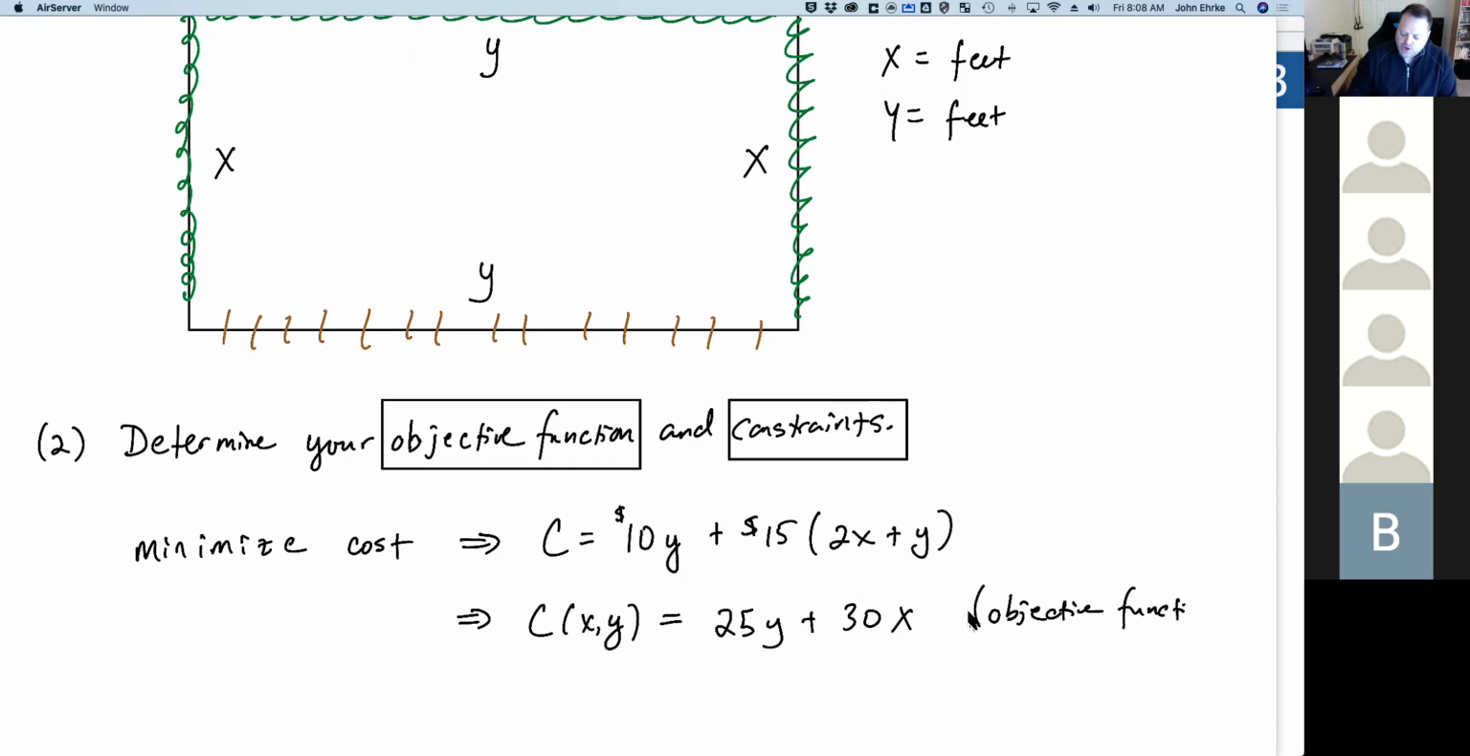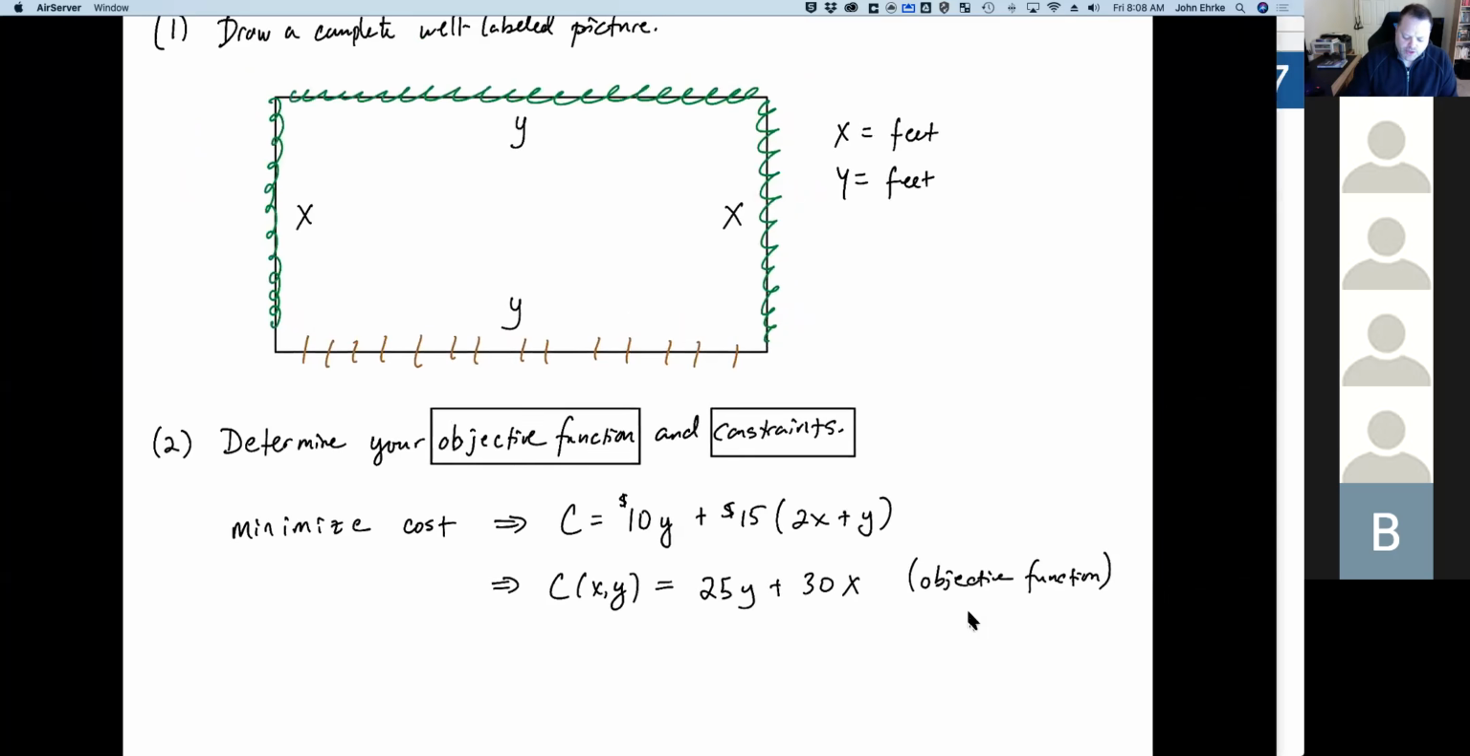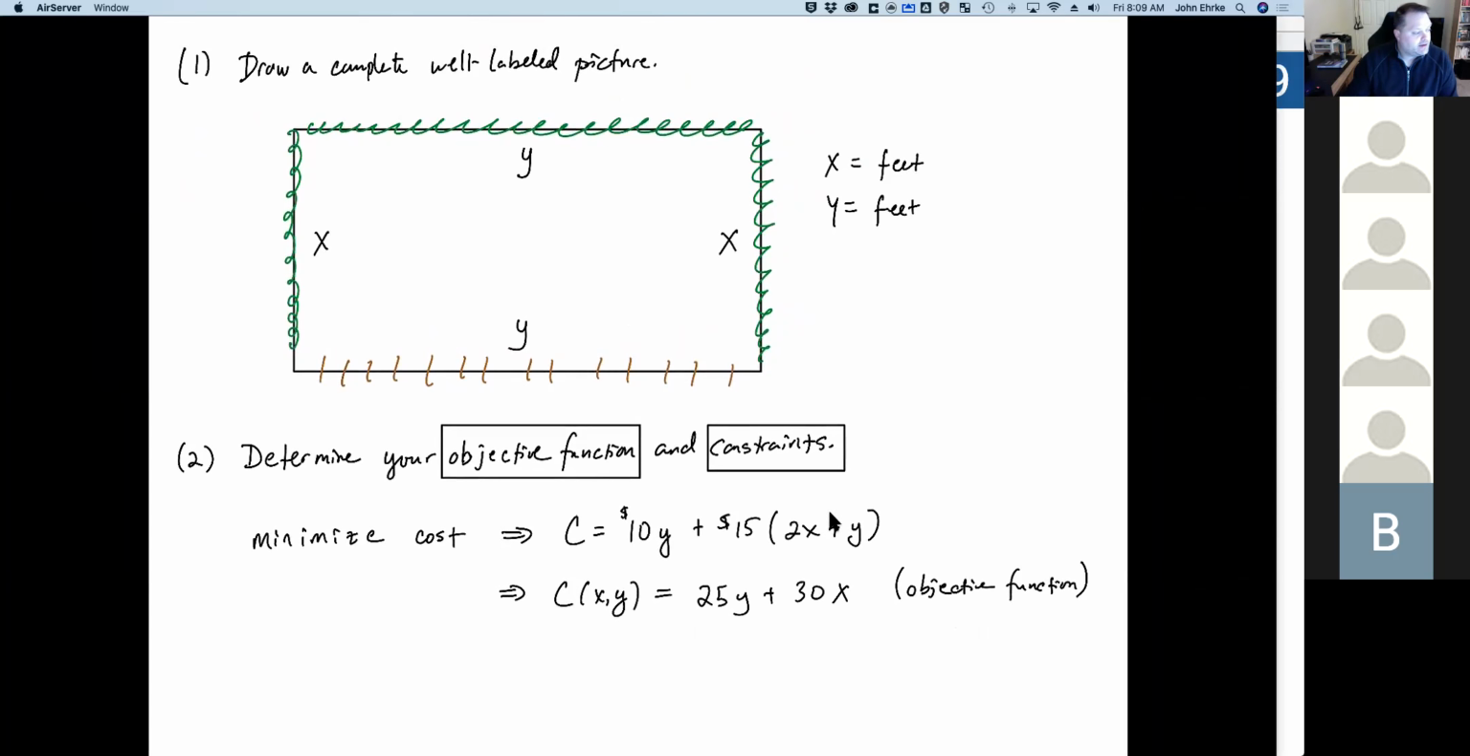And it's the constraint in the problem that'll help you narrow it down to a single variable. So what is constraining X and Y in this problem? Is there some other piece of information that I know that constrains the values of what X and Y can be? Does anybody have a suggestion?